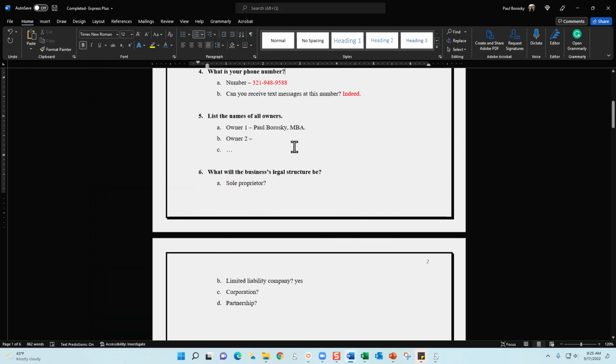Question 5, list all owners. Whoever the owners are, just give me a list of the owners. For this example, it's myself. If you have 3 or 4 owners, just go ahead and give me a list of the names. No need to give me the percentages of ownership, though.